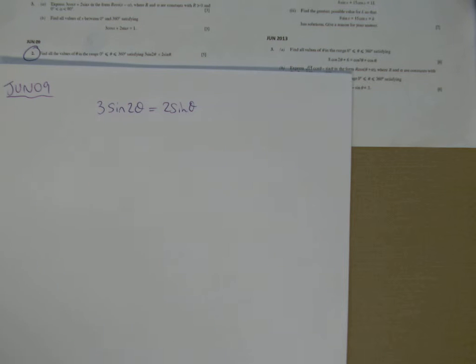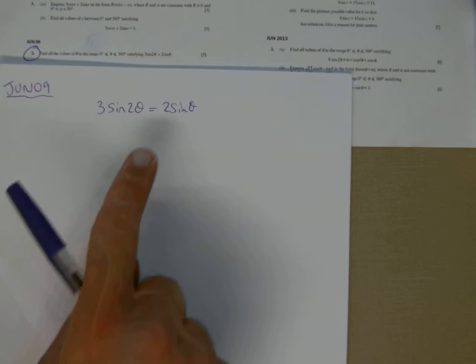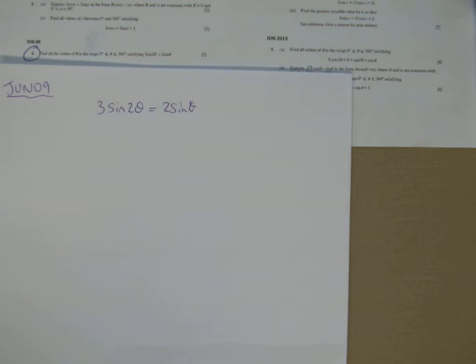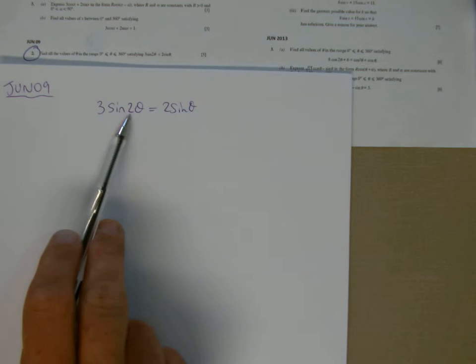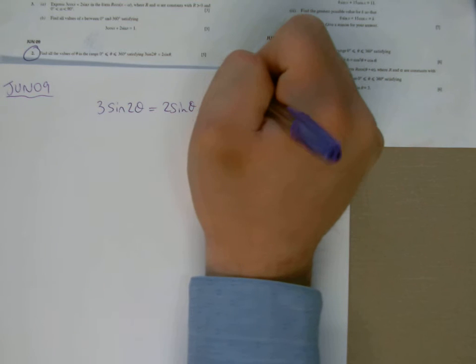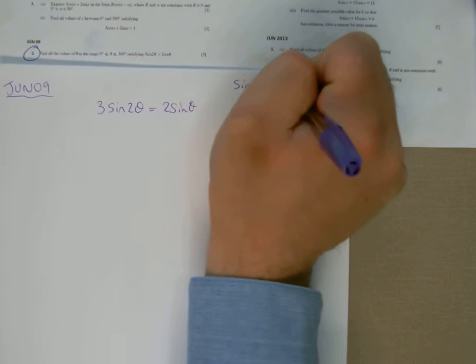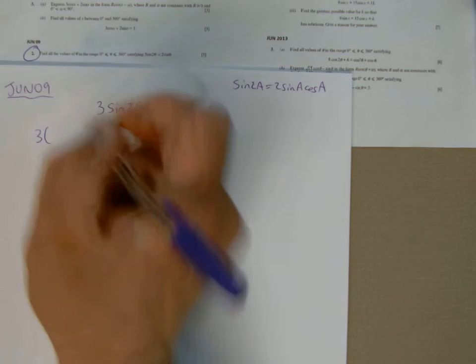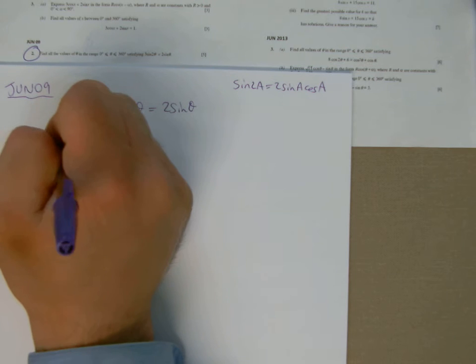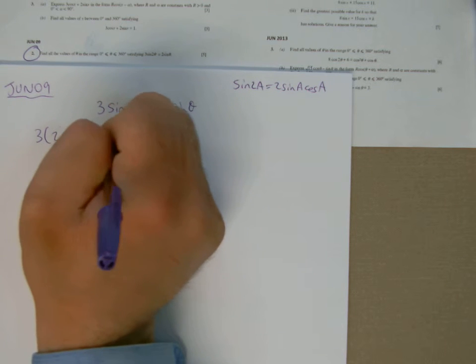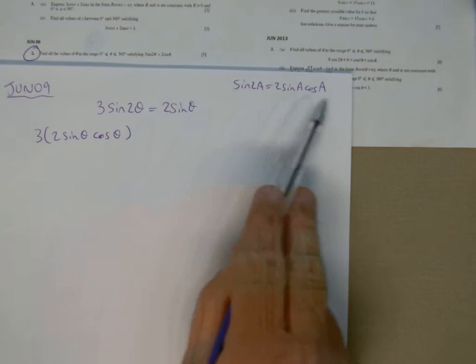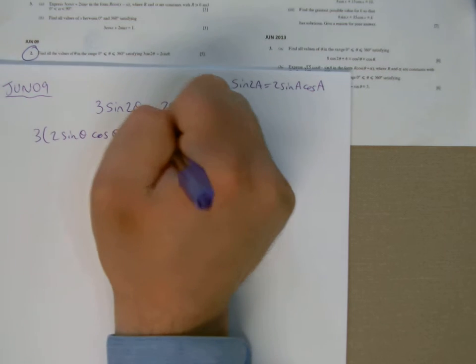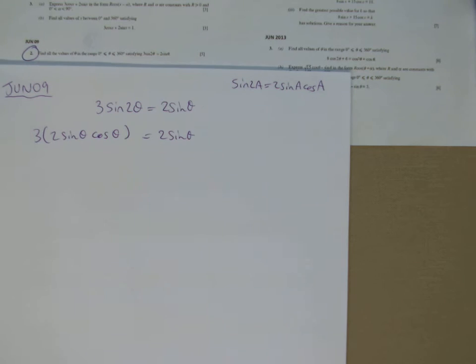Here we're asked to solve this to find all the values of theta between 0 and 360. Notice we have a double angle situation going on, so we need to write the double angle for that. Remember, sine 2A is equal to 2 sine A cos A. So when I've got sine 2 theta, I can rewrite that as 2 sine theta cos theta. That's what sine 2 theta is, using the double angle rule. So you've got to use your double angle rules in these questions.